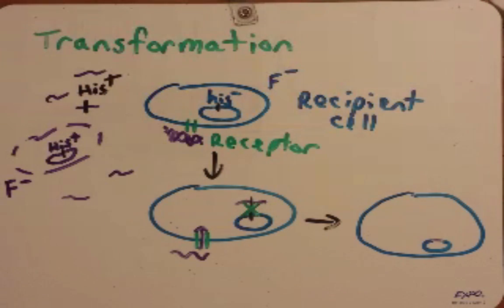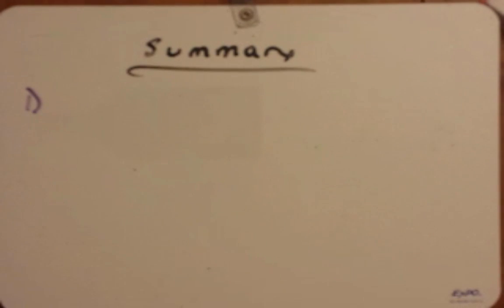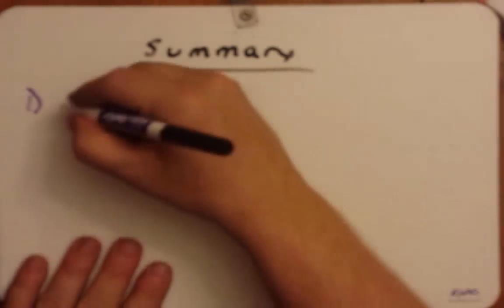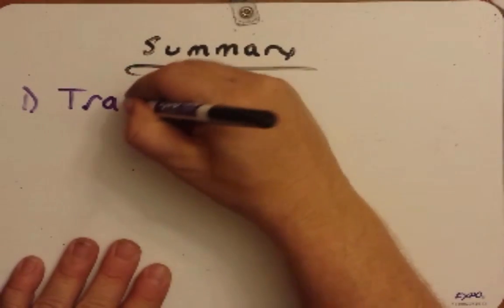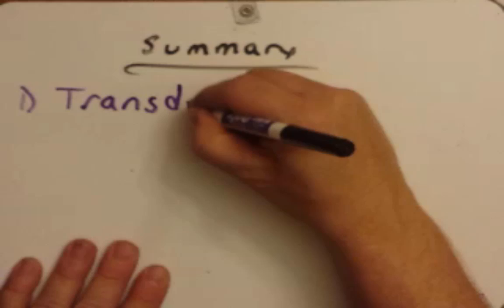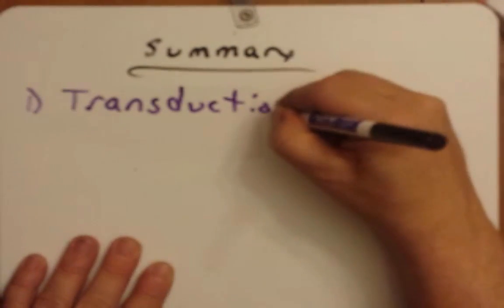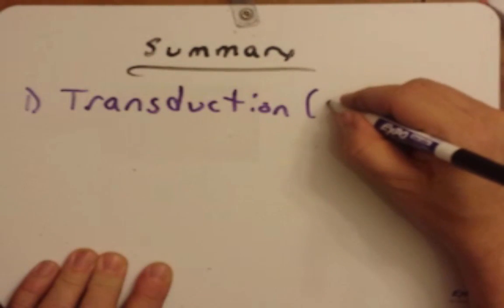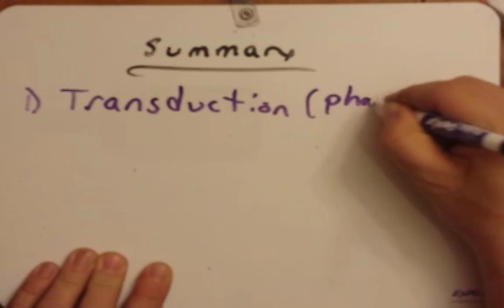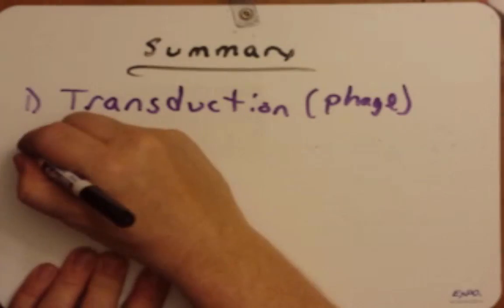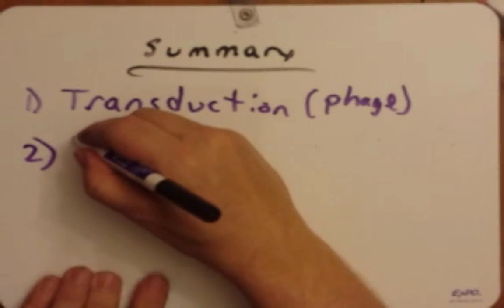So that's all I have for this particular podcast. Let's go ahead and close with a quick summary. In this podcast, we talked about the last two methods of horizontal gene transfer. We talked about transduction. You should be familiar with transduction, and you should be able to draw that out. Remember, transduction dealt with the bacteriophage. And then next we talked about transformation.